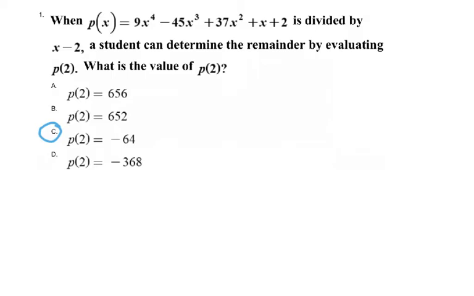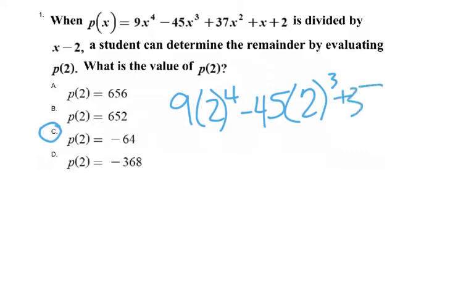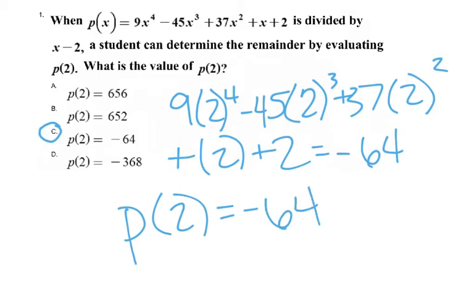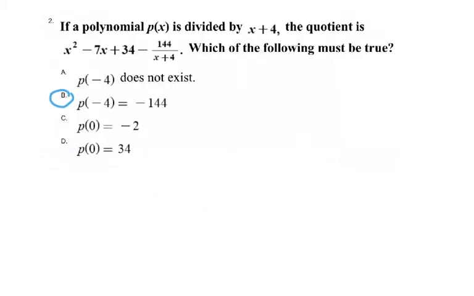Okay. So we're dividing the polynomial by x minus 2. A student can determine the remainder by evaluating p of 2. So what it's saying is plug in the number 2 for all the x's. I'm running out of room, sorry. So I'm going to put that in my calculator, and you get negative 64. So if you plugged in 2 for the polynomial, you would have got negative 64. That's why the answer choice is C.